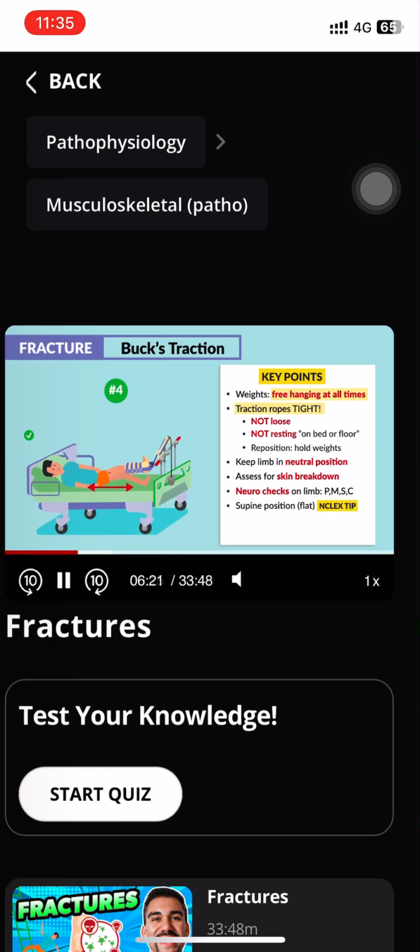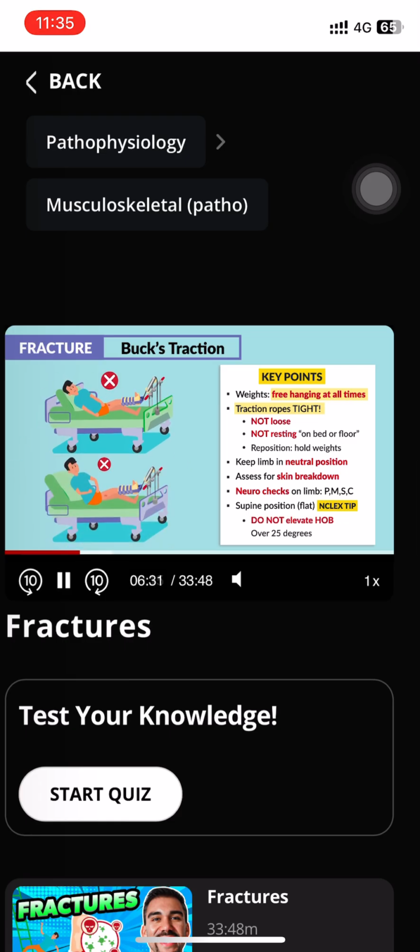And lastly is supine position, always flat. Huge NCLEX tip here: do not elevate the head of the bed over 25 degrees. So no semi-Fowlers and no high Fowlers.